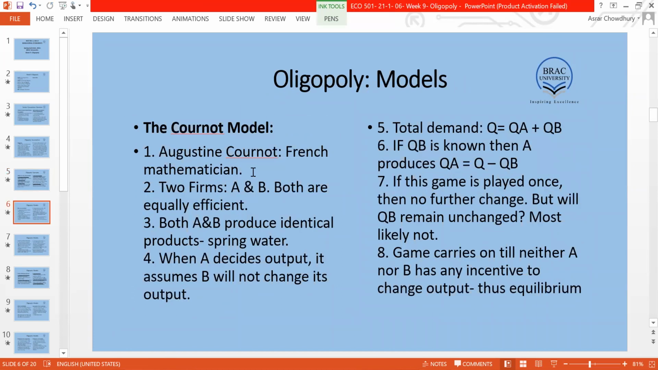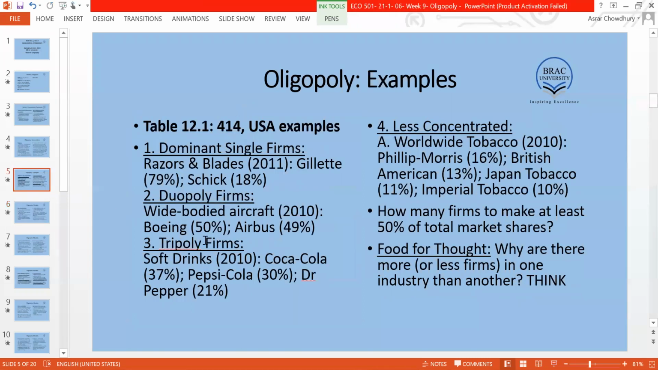Augustine Cournot, the first model. This is just to know what he did. He started off with a model. Before I start oligopoly models, up to now, does anybody want to ask any question? Is there any question?